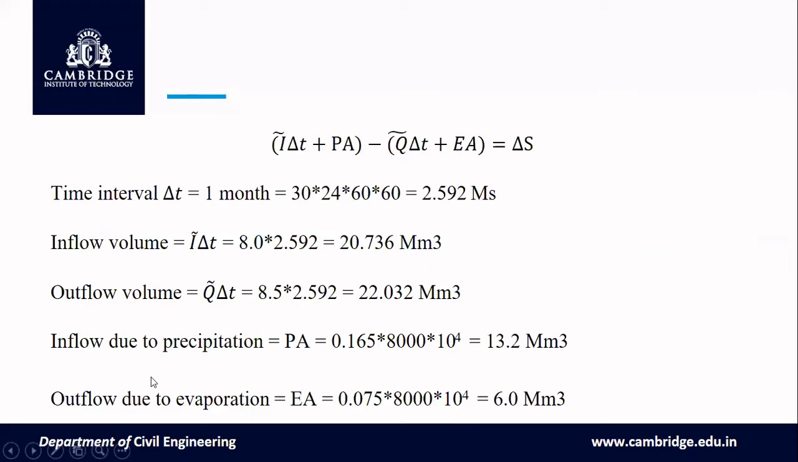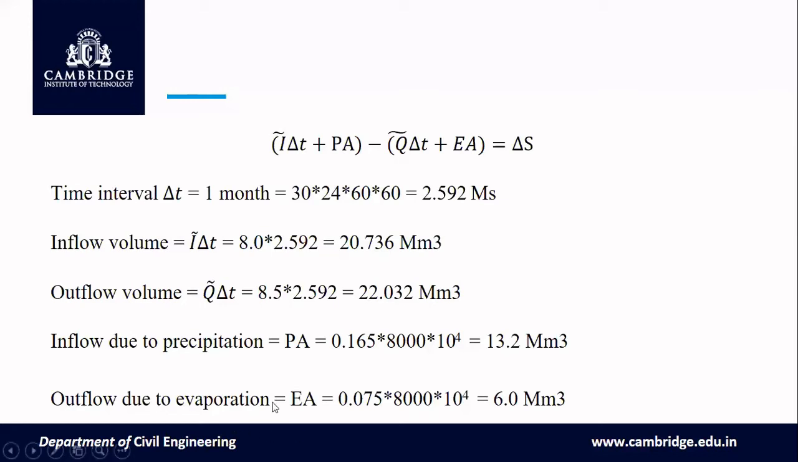At the same time, outflow also occurs in the form of evaporation from the lake. The evaporation is 75 millimeters, the estimated value given. Converted to meters, and again the area converted from hectares to square meters. Evaporation, the change of water from liquid to gaseous state, is a kind of loss, so it is an output parameter. That gives 6 million meter cube of outflow volume due to evaporation.